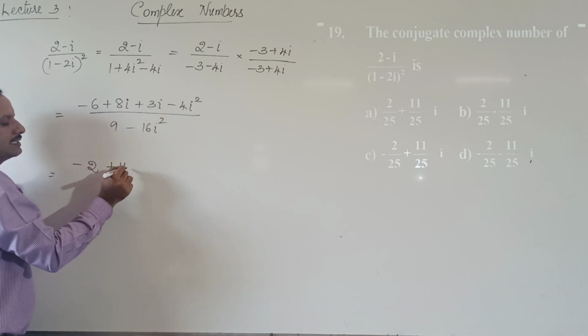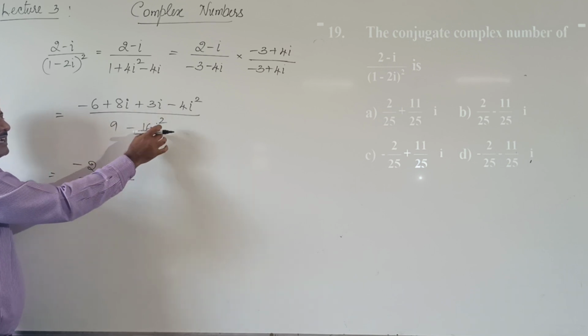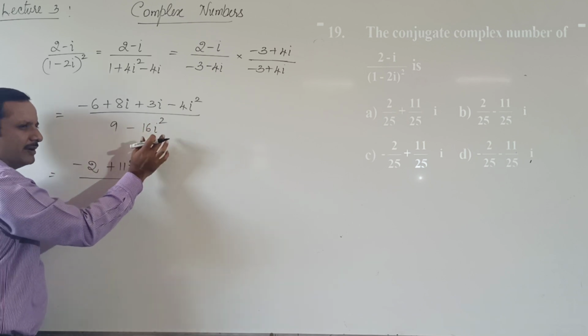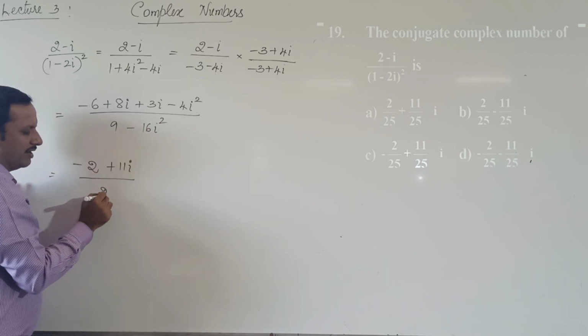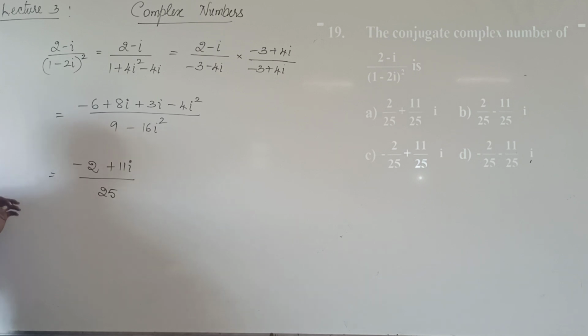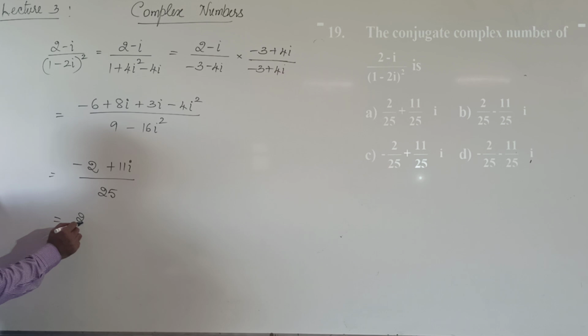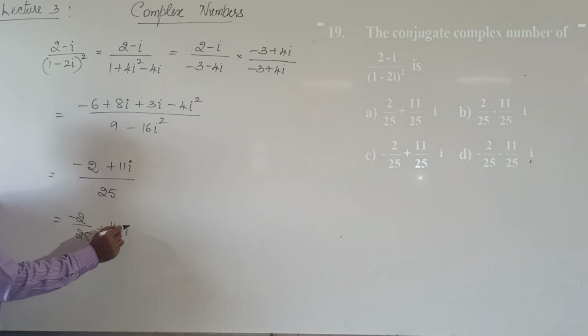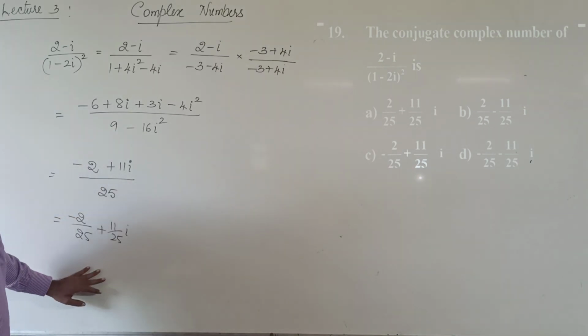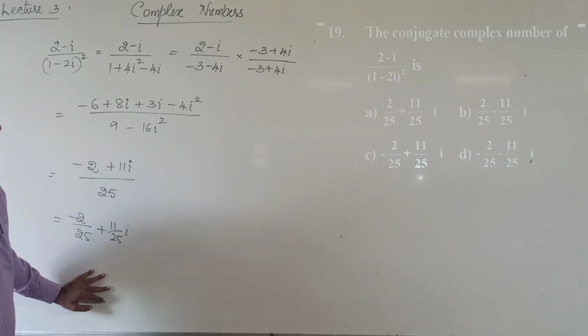8i plus 3i is 11i. 16 into i square is minus 1, so minus 16 into minus 1 is plus 16. 9 plus 16 is 25. That's the answer: minus 2 plus 11i divided by 25. Or I can split it as minus 2 by 25 plus 11 by 25 into i. That is the third option.